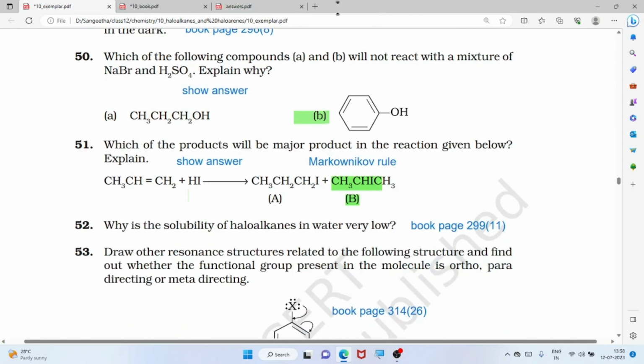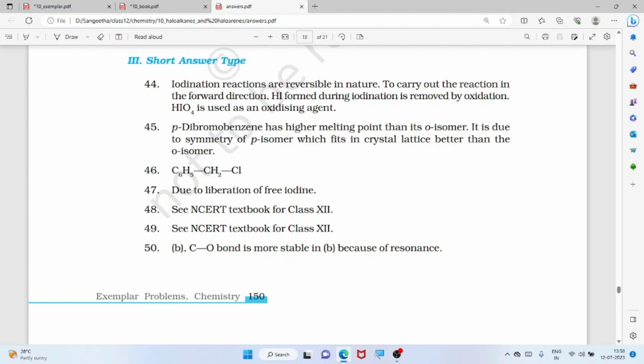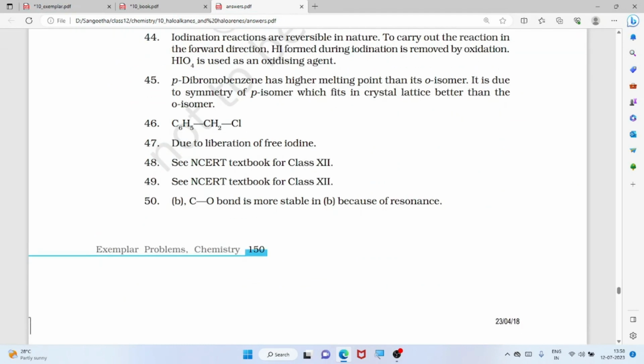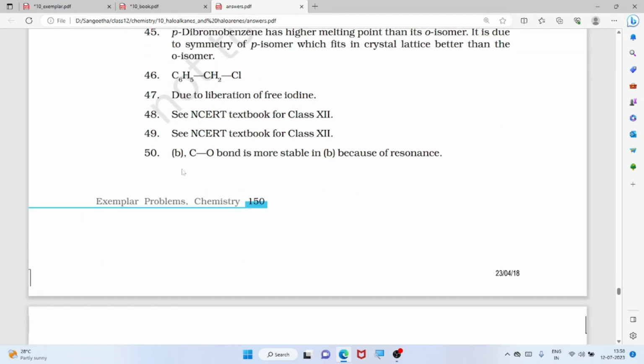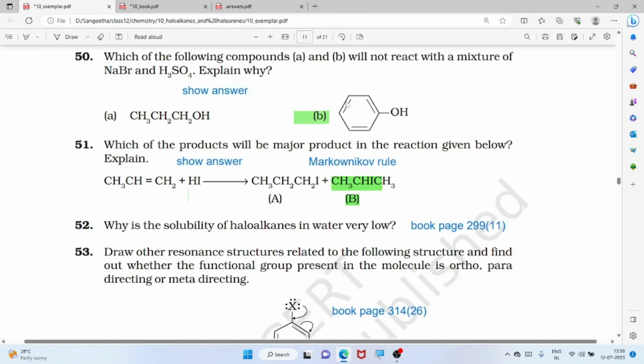Which of the following compounds A and B will not react with the mixture of NaBH2? The C-O bond is more stable, okay, because of the resonance. This is having the resonance.